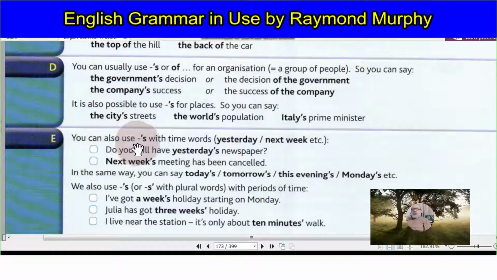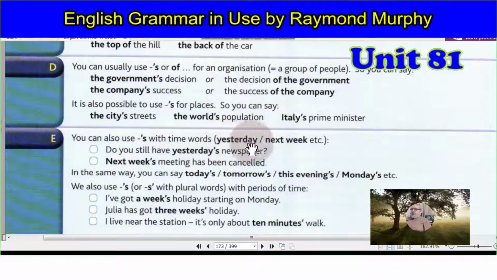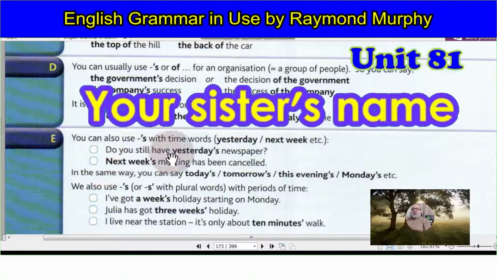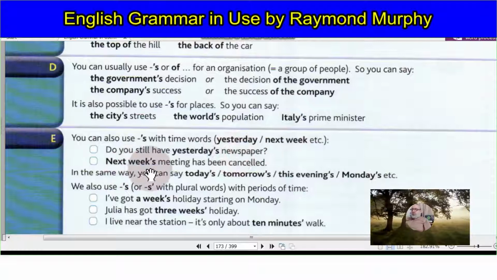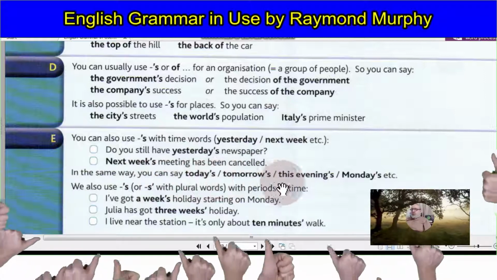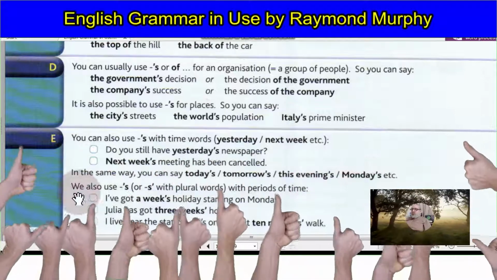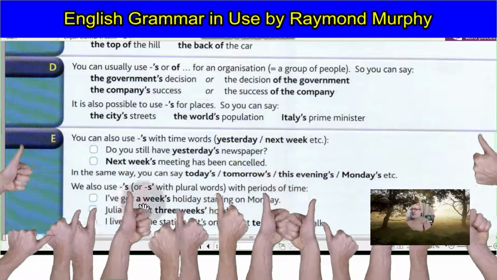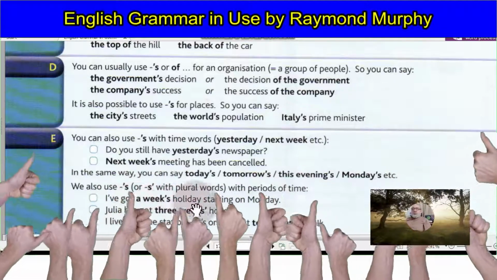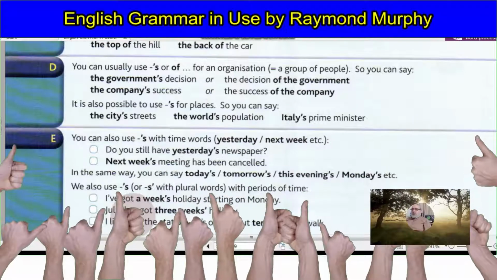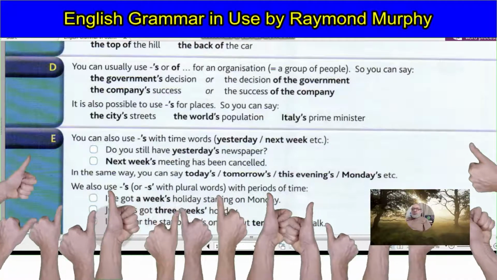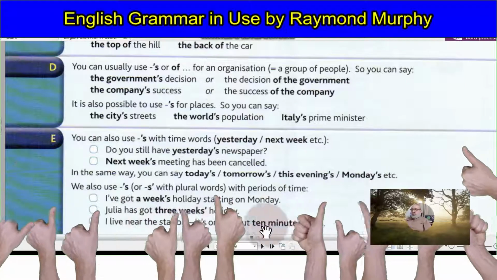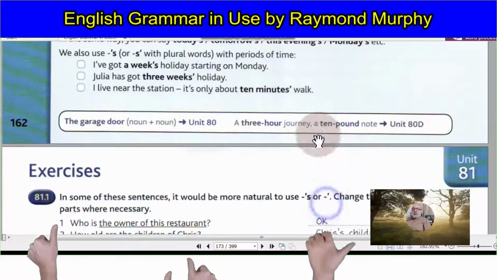E. You can also use 's with time words: yesterday, next week. Do you still have yesterday's newspaper? Next week's meeting has been cancelled. In the same way, you can say today's, tomorrow's, this evening's, Monday's. We also use 's or s' with plural words for periods of time. I have got a week's holiday starting on Monday. Julia has got three weeks' holiday. I live near the station. It is only about ten minutes' walk.